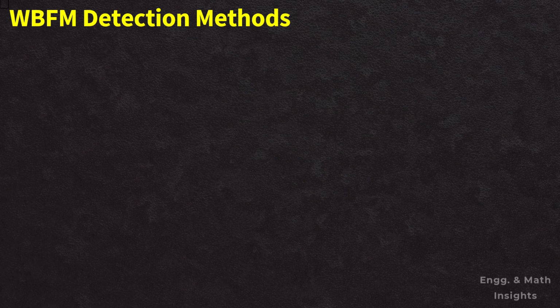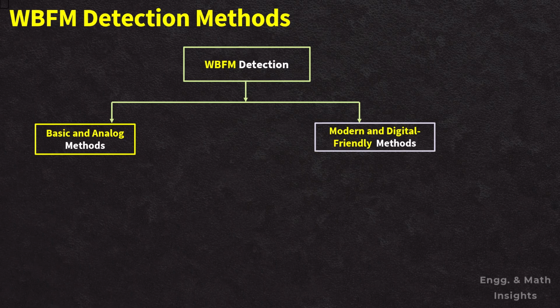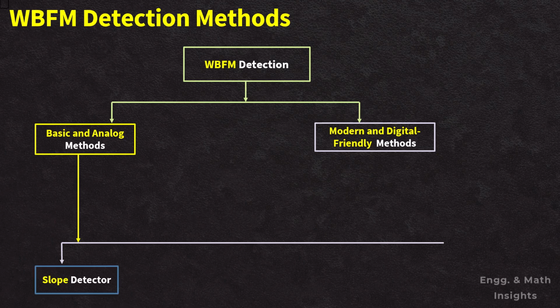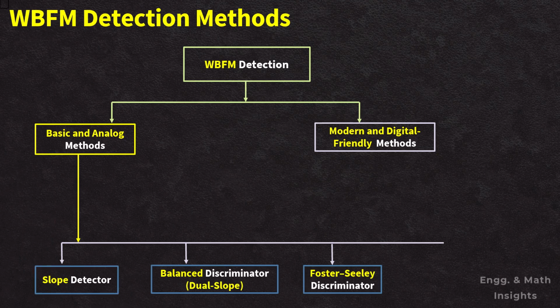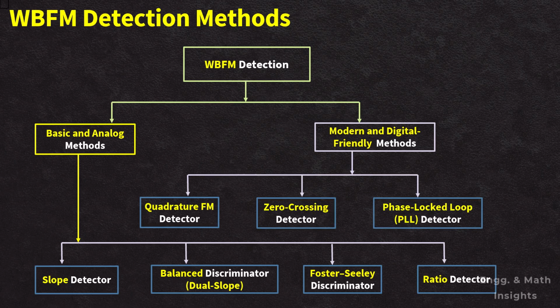So in this lecture, basically we will see a brief introduction to those methods, and in the later lectures we will discuss how each method works and how they either generate or detect the wideband frequency modulated signal. WBFM detection methods are also of two types. The first type is the basic and analog techniques, and the second type is the modern and digital friendly techniques. Basic and analog techniques include slope detector, balance discriminator or dual slope method, Foster-Seeley discriminator, and ratio detector. Modern and digital friendly techniques include Quadrature FM Detector, Zero Crossing Detector, and Phase Lock Loop Detector.